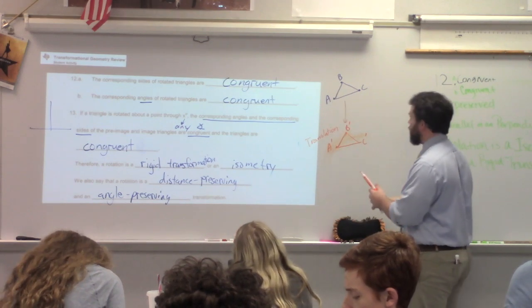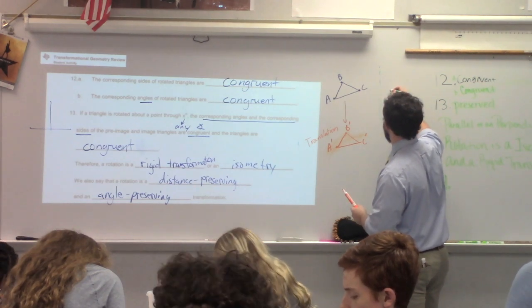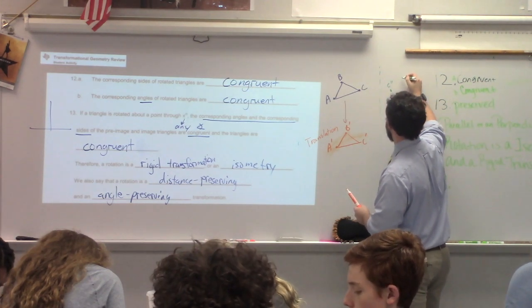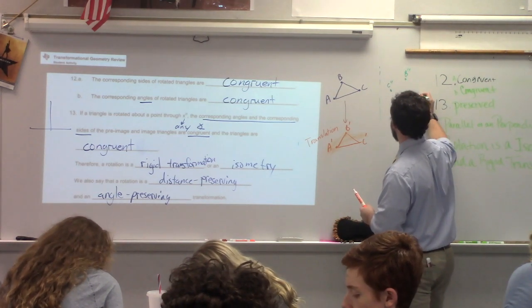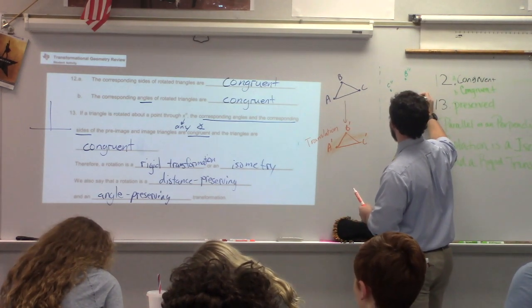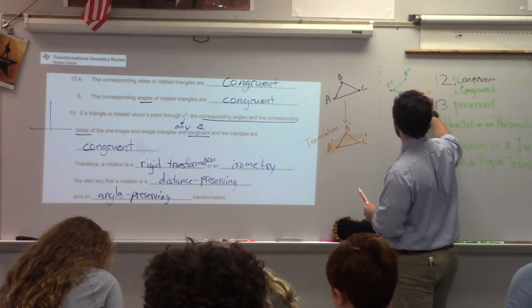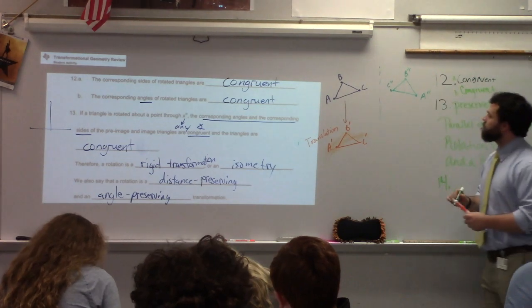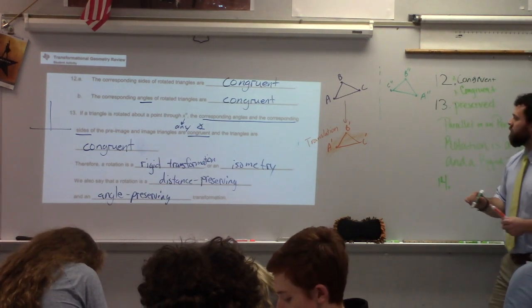Let's say that I do this. And it's not perfect, but anyone want to guess what transformation I just applied here? Reflection. That would be a reflection, right? Okay.